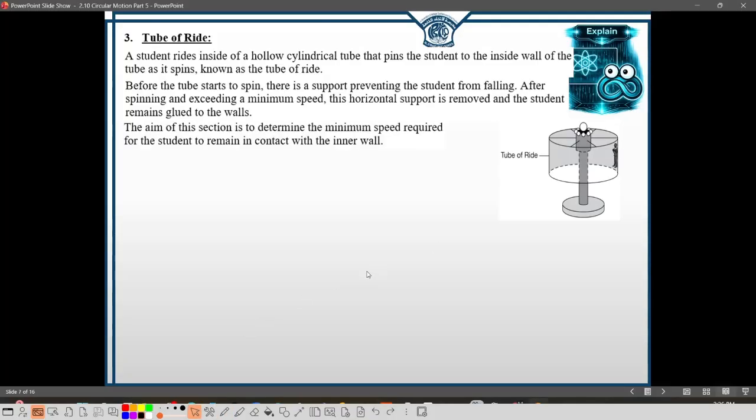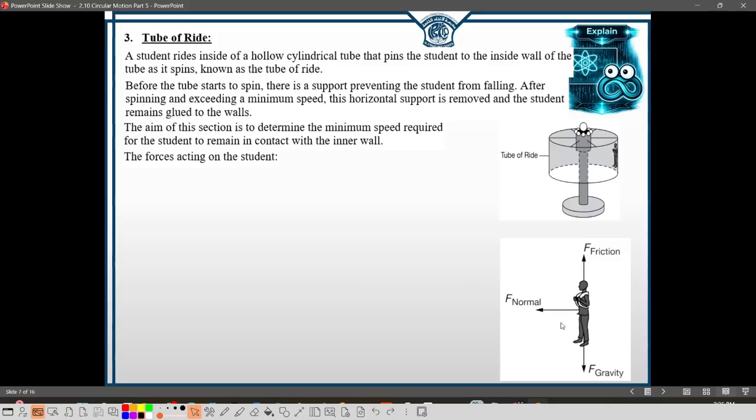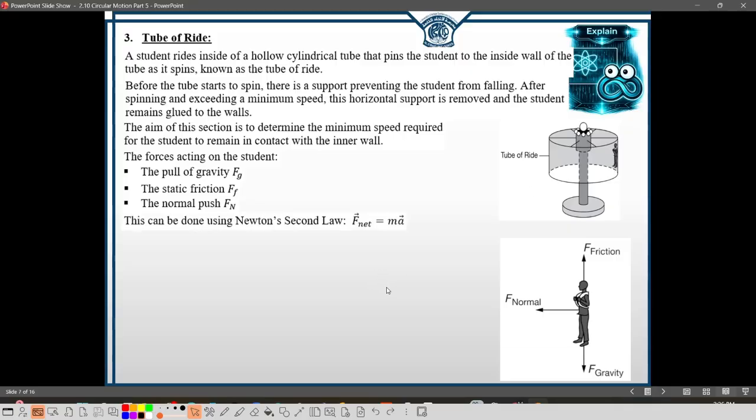The aim of this section is to determine the minimum speed required for the student to remain in contact with the inner wall. Now, the forces acting on the student are gravity, normal push, and frictional force. And the type of this force is static friction, because there is no relative motion between the wall of the tube and the student. This can be done using Newton's second law. If net is equal to ma, remember that the normal push is promoted to be the centripetal force because the direction of this force is inward toward the center. Fg plus Fn plus Ff equals ma.